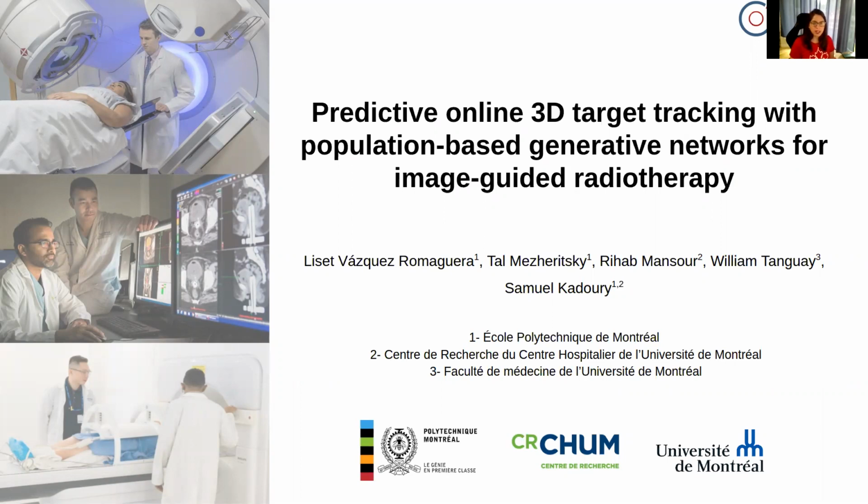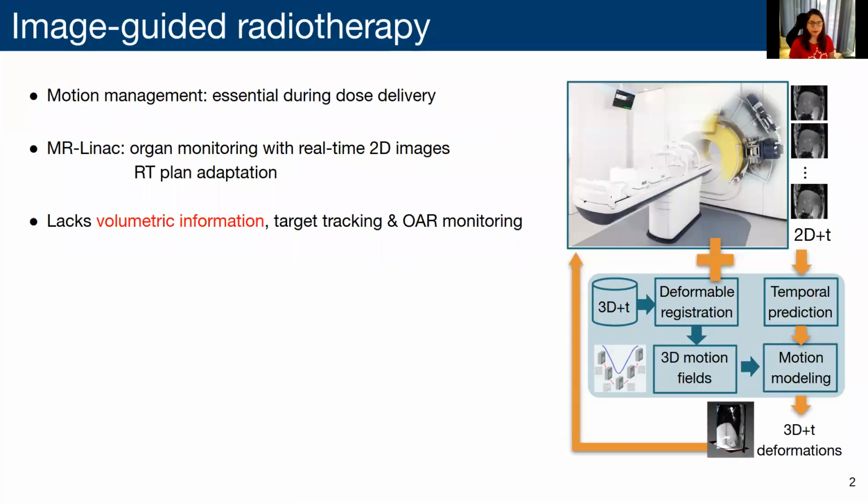Hello, I'll be presenting the work entitled Predictive Online 3D Target Tracking with Population-Based Generative Networks for Image-Guided Radiotherapy. This work was done at Polytechnique Montreal in collaboration with CHUM Research Center.